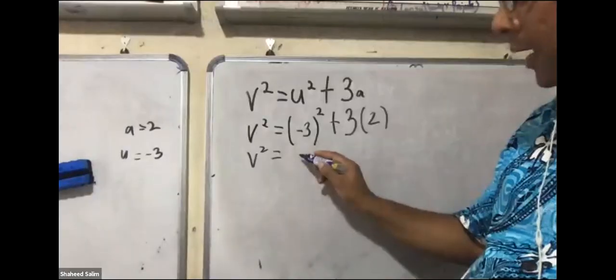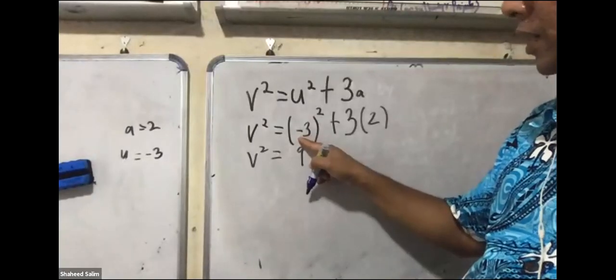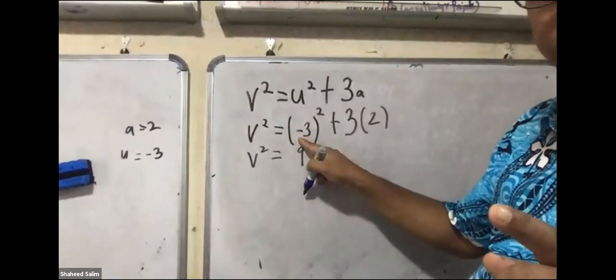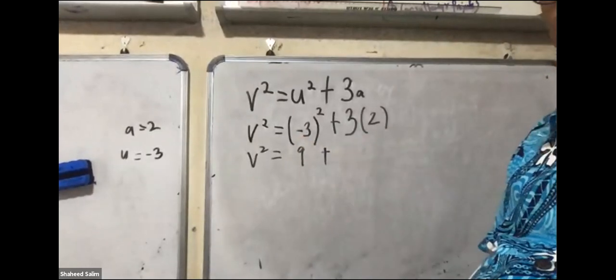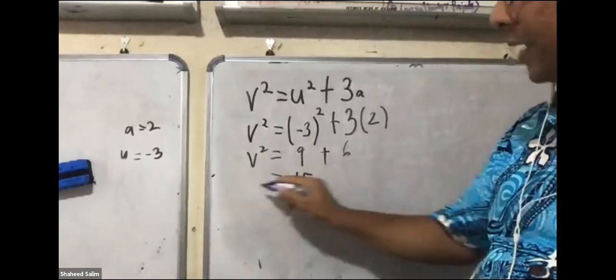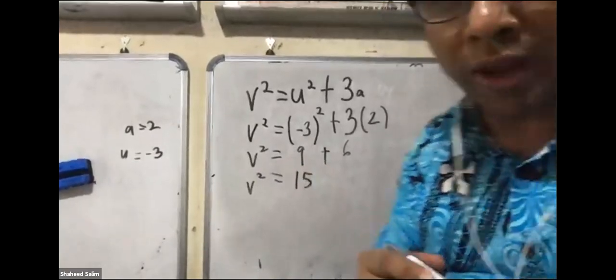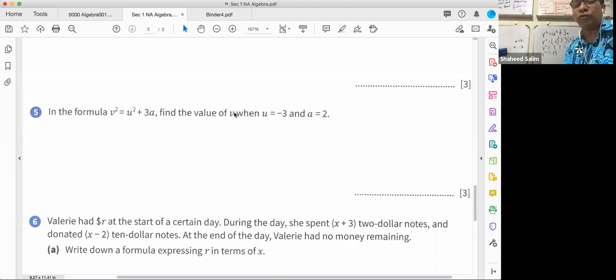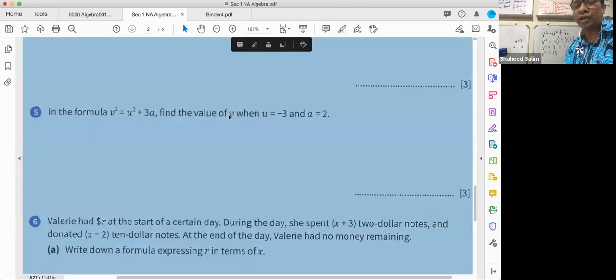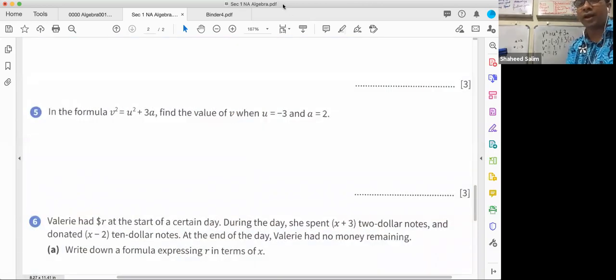9. Positive or negative? Negative times negative becomes positive. Okay. 3 times 2? 6. Altogether, the answer is 15, correct? But that is V squared. Let us look at what the question says. The question didn't ask you to find V squared. The question asked you to find the value of V. So how do we find the value of V?